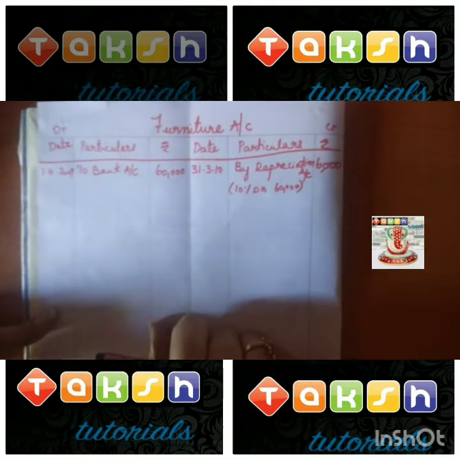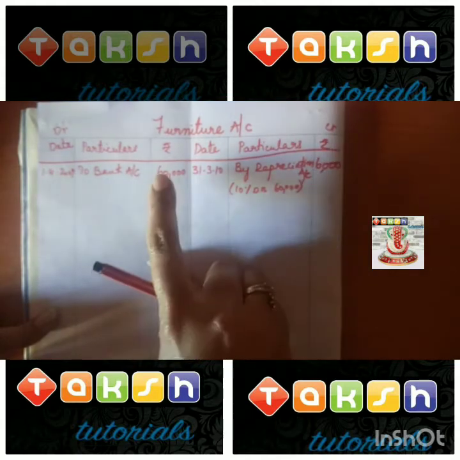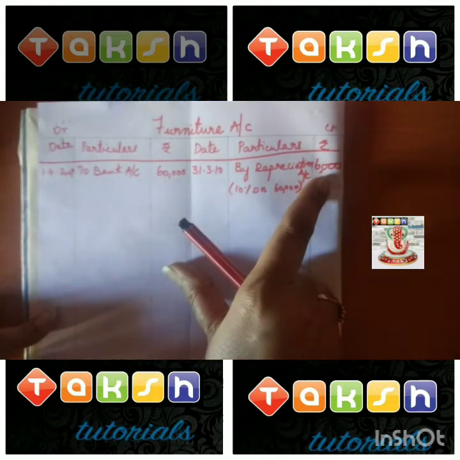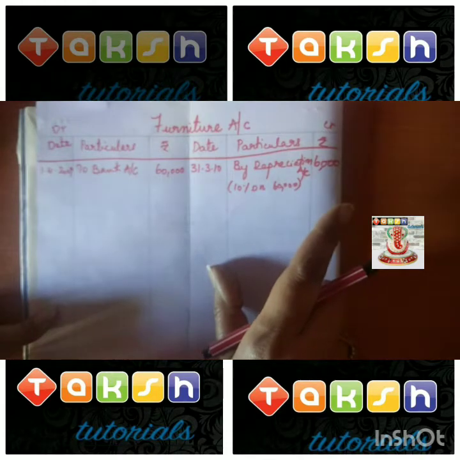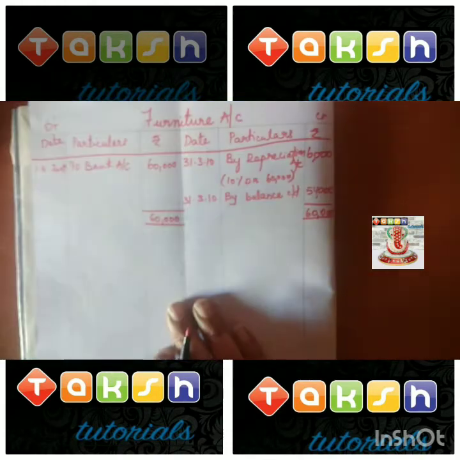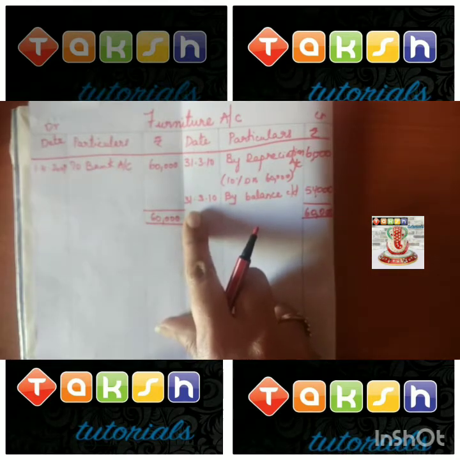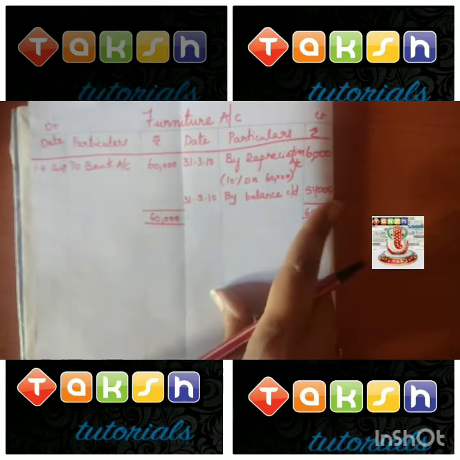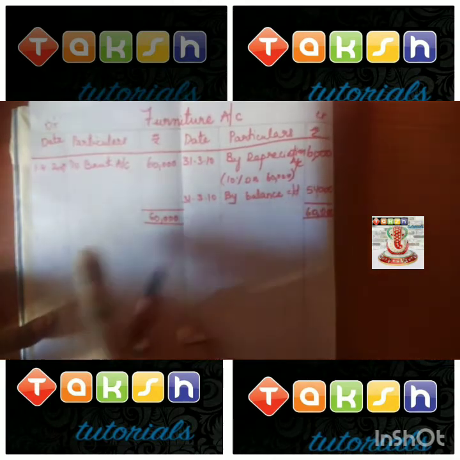Now no transaction for that year, so we will write by balance carried down. So here it is 60,000 and here it is 6,000. So 60,000 minus 6,000 is 54,000. So you will write 54,000 on the credit side of the furniture account. So balance at the end of the year 31st/3/2010 is 54,000. Now we'll carry down this balance to the next year.